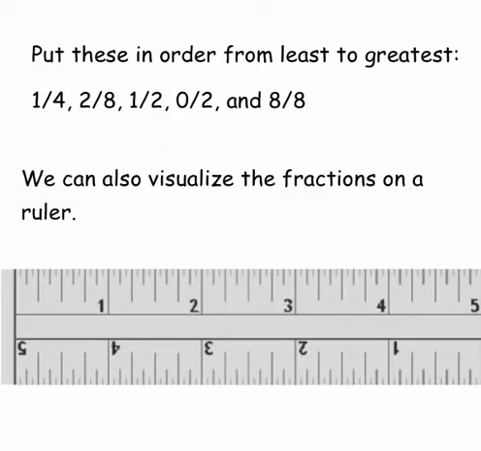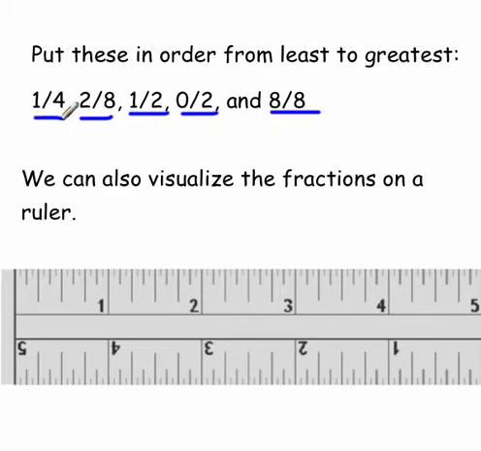We can also think of fractions in terms of a line. When we measure, we use fractions. The inch is divided up into a lot of different parts. So what we're going to do now is put some different fractions here: 1/4, 2/8, 1/2, 0/2, and 8/8. We're going to put them in order from least to greatest, but we're going to put them on a ruler to help us visualize. So let's think first about 1/4.